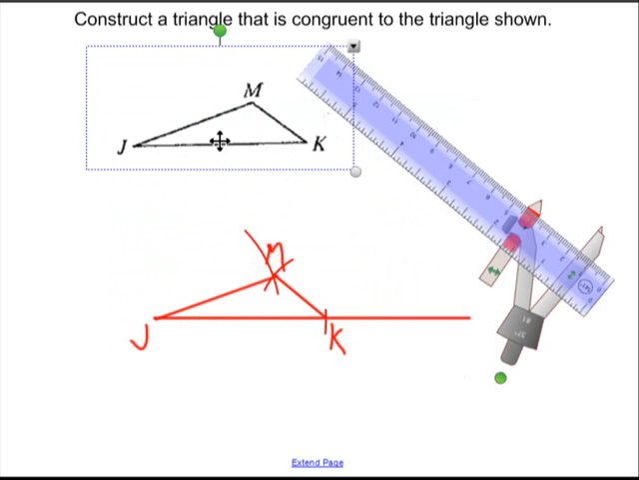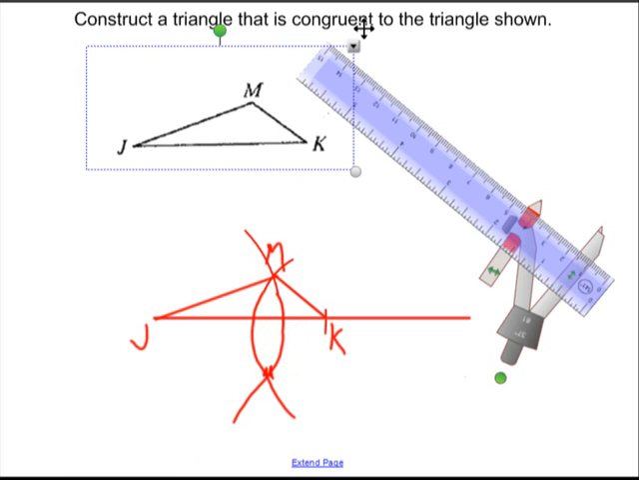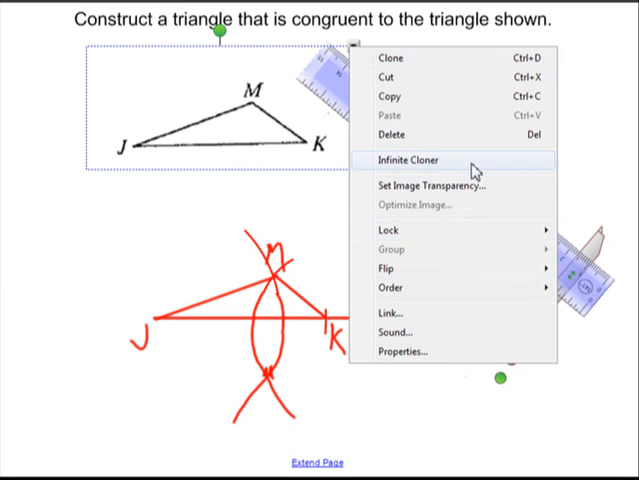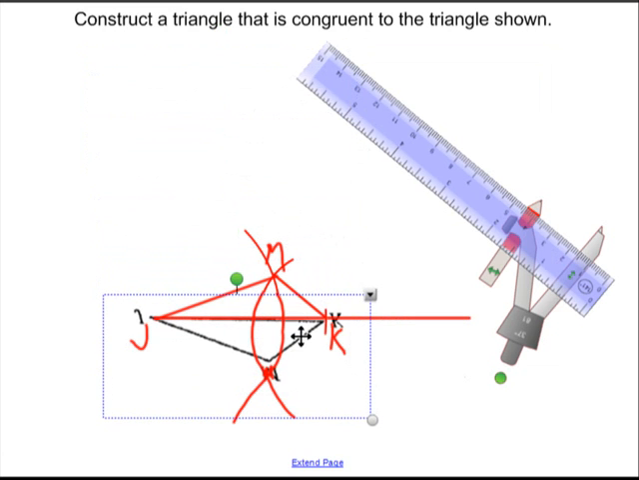One little interesting note, there's actually another way you could have done this. If you had extended that first arc, it would have continued down here somewhere, and if you'd continued this arc, it would have continued down here somewhere, and you would have had another point where M could be. You could have gotten that congruent triangle flipped over, and it still would have been congruent. You would have found this point M instead of this one. So you could have actually had two perfectly fine solutions to this particular problem.